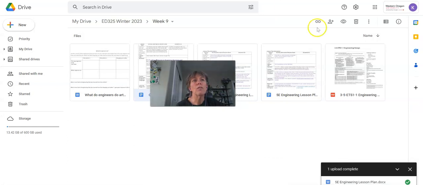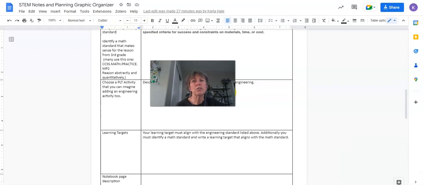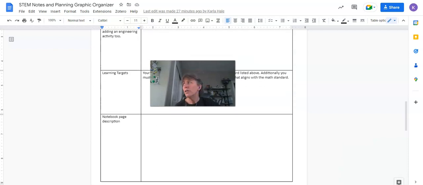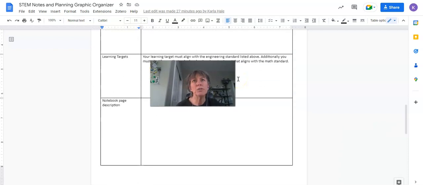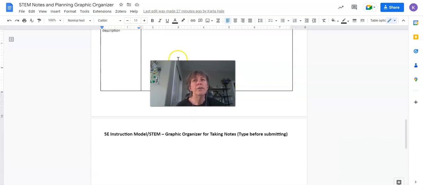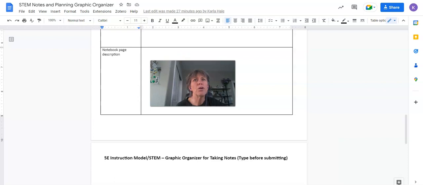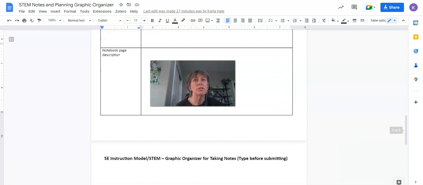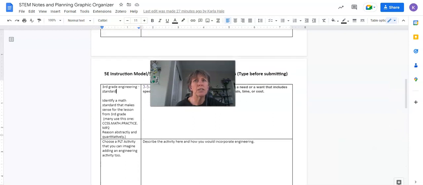Okay, so for the additional note taking or planning, you're going to describe the activity that you chose here and how you would either incorporate engineering or how it is already included. You're going to need to write at least 2 learning targets, one that identifies what the students will be doing in terms of the engineering and one in terms of the math. And then you're going to start thinking about and describe your notebook page, design the page, and add it to this document when you submit it or as an attachment to the document.